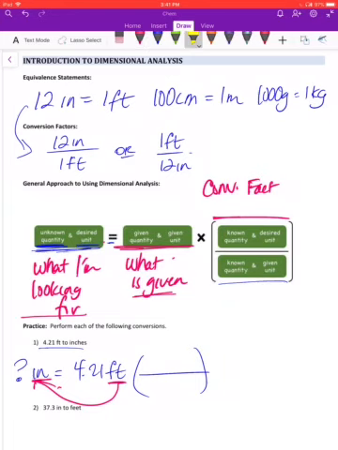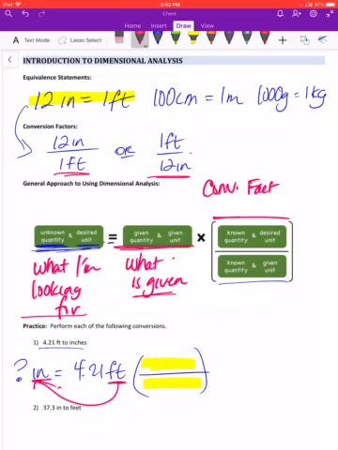We can go back up here to our equivalent statements. So you probably know this one, but we'll come back up here just for the sake of going through the process. So here I have something that connects feet and inches. So that's my equivalent statement. I need some conversion factor from that to go into this space here. And I need to decide, am I going to use this one or am I going to use this one?